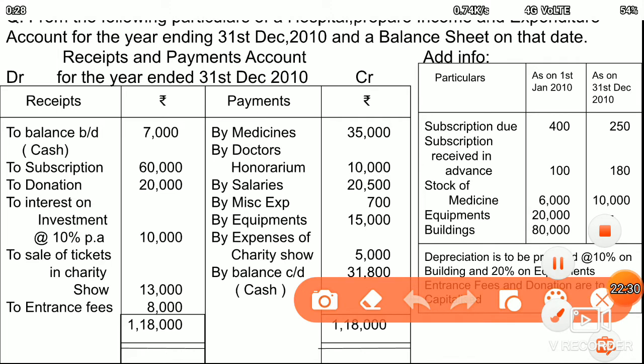Now if we look at the closing values that will come into our account, let us first take subscription. Subscription outstanding will be an asset. On the other hand, subscription received in advance, we will take only the values which are there at the closing of the year. So subscription due will come as an asset, and subscription received in advance will come as a liability, because income received in advance is a liability.